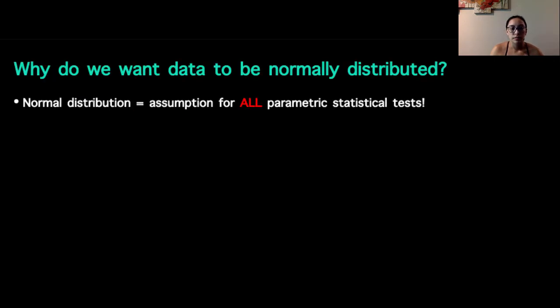So why do we want data to be normally distributed? The normal distribution, similar to random sampling, is an assumption that's used for all parametric statistical tests. So when you have ratio or interval data, you have to meet the assumption that you have normally distributed data in order for the results of your tests to be actually accepted and interpreted for what they are.